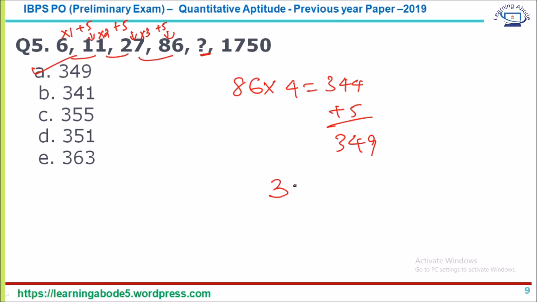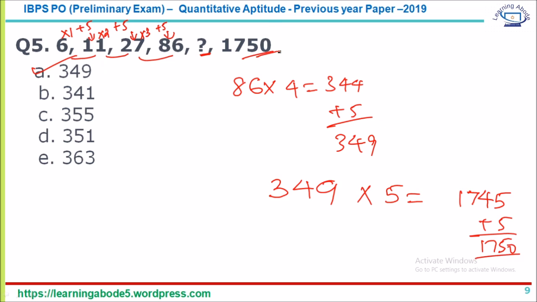But if I want to verify, okay, now 349, next I should multiply by 5. So that will be 1745. Multiply by 5 plus 5, that's 1750. So my next term of the sequence is right. So I can confirm that answer is answer option A, 349 for question number 5.